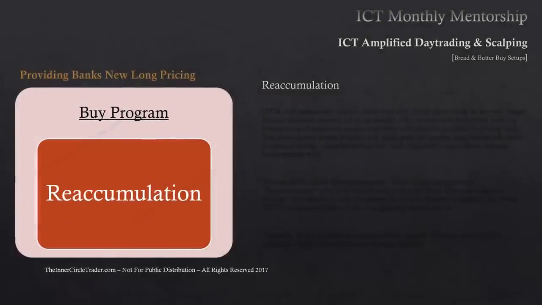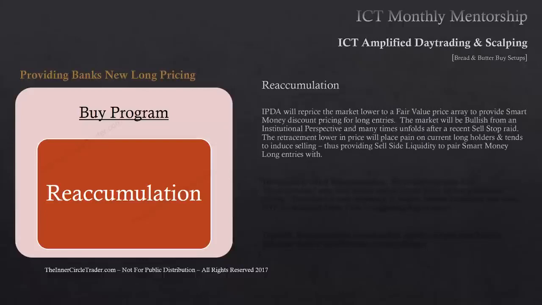All right, providing banks new long entry points or pricing with reaccumulation. IPTA will reprice the market lower to a fair value price array to provide smart money discount pricing for long entries. The market will be bullish from an institutional perspective and many times unfolds after a recent sell stop raid. The retracement lower in price will place pain on current long holders and tends to induce selling, thus providing sell-side liquidity to pair smart money long entries with.